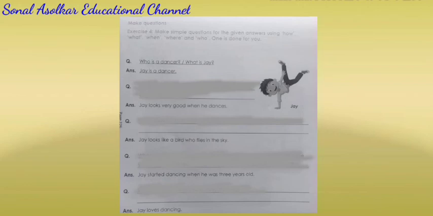The next answer is Jay looks very good when he dances. So students, we can make 3 questions here. When does Jay look good? How does Jay look when he dances?